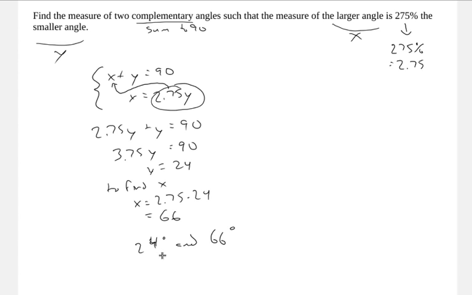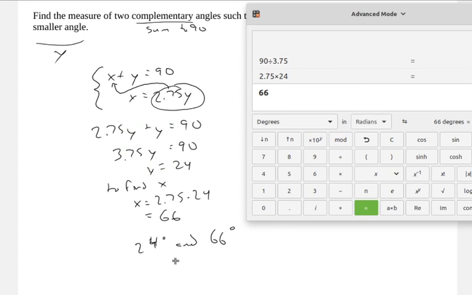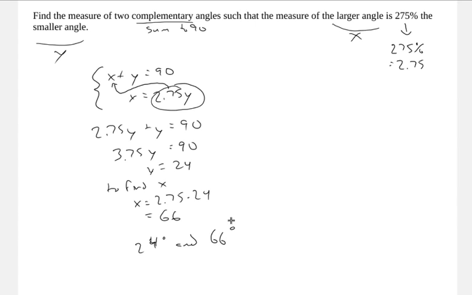Let's double check this. 24 plus 66 should be equal to 90. 24 plus 66 is equal to 90, that's correct. And also we already have that 2.75 times the smaller angle is the bigger angle. So I'm confident that these are the angles we're looking for.